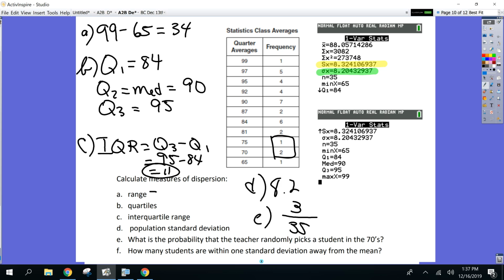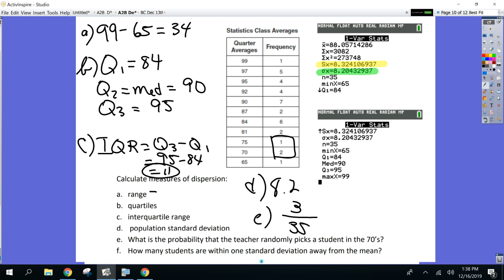Do not just count how many scores. Oh, there's 2 of them. No, there's not. Count the frequency. And then yes, where do you get the 35 from? Yes, you can add up your frequency column, or you calculator savvy kids that want to remember this, that n equals, that's how many scores you have.